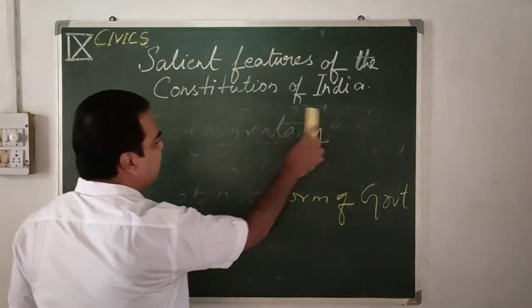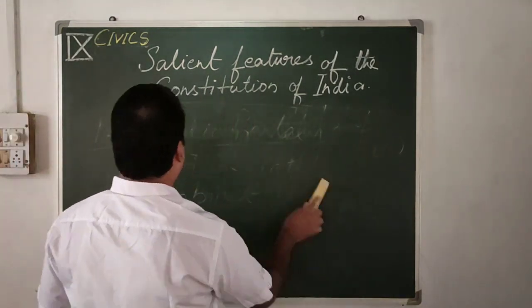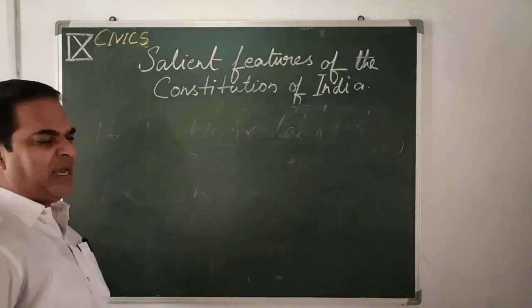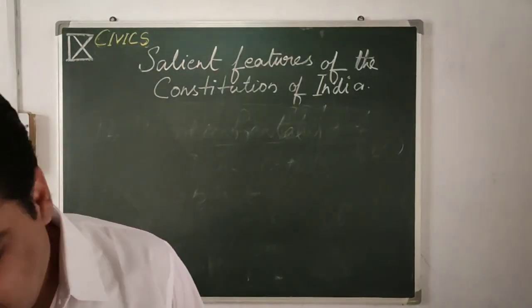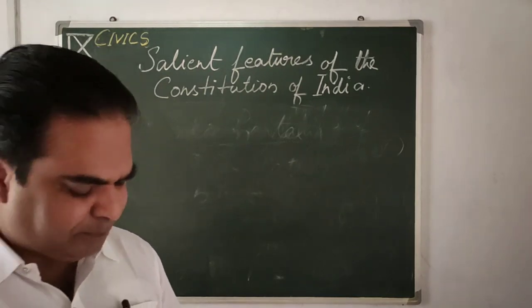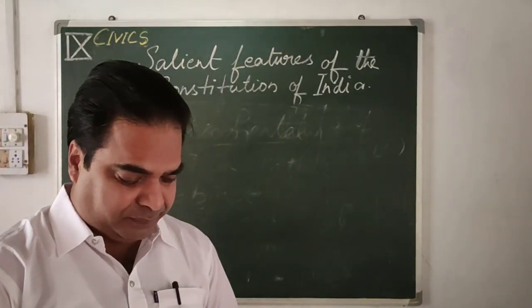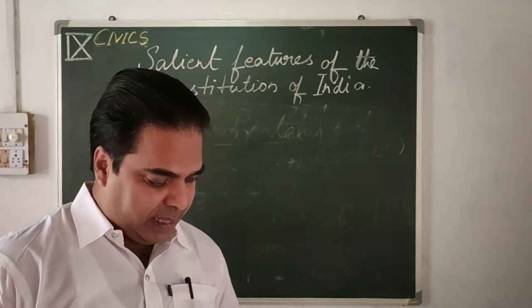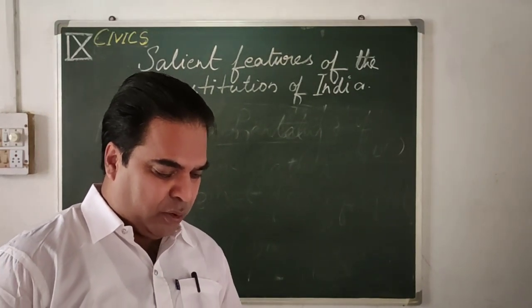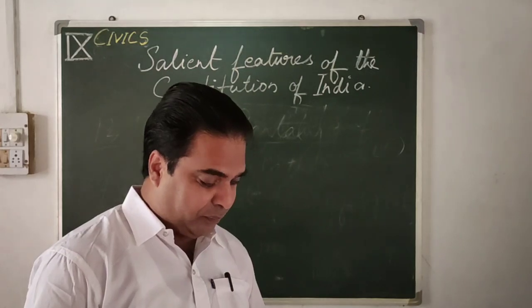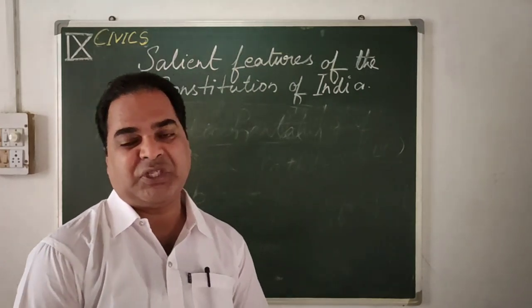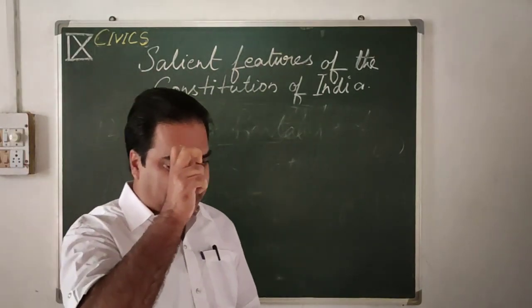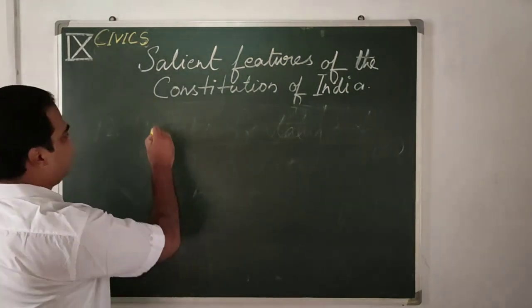So I hope you all are understanding it. So the last part, so many are there, so I am going to skip some of the topics. So now last one we will be discussing, one more, that is single independent judiciary. We have one single independent judiciary. Our judiciary is independent.